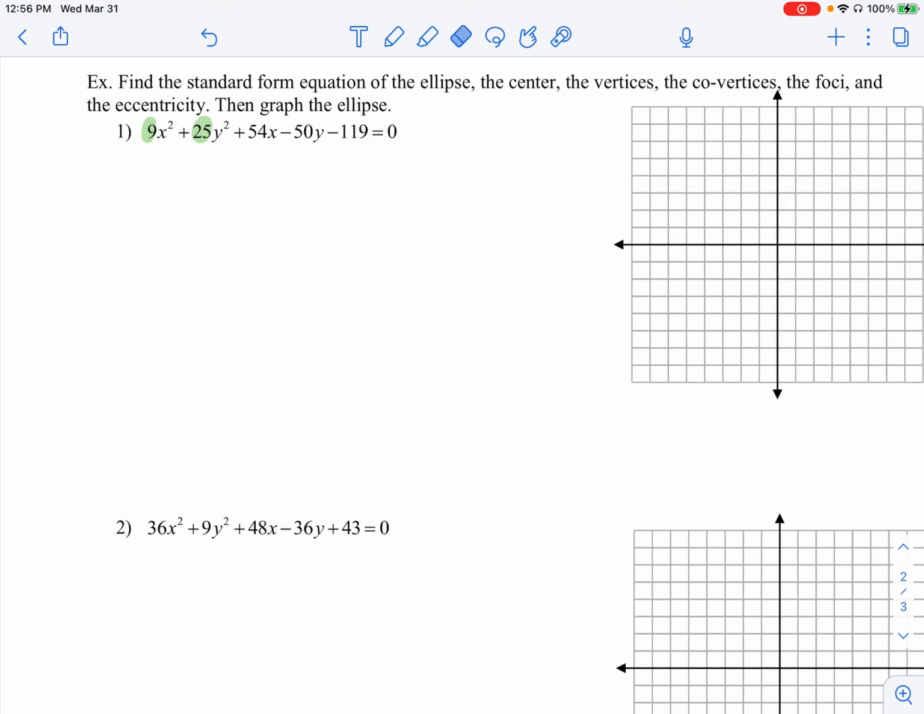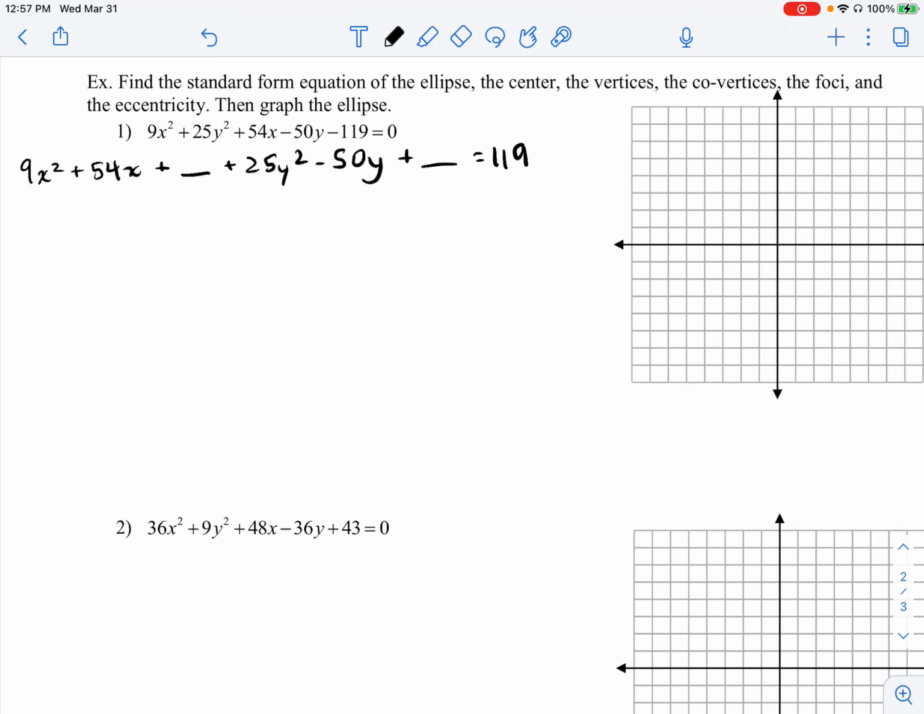But with that said, let's go ahead and start completing the square here. So I'm going to group together my x values. So I've got 9x squared plus 54x plus something to complete the square, plus 25y squared minus 50y plus some constant in order to complete that square. And I'm going to move this constant of negative 119 over to the other side. Again, there's a number of different ways to complete the square. This is the one that makes the most sense to me.